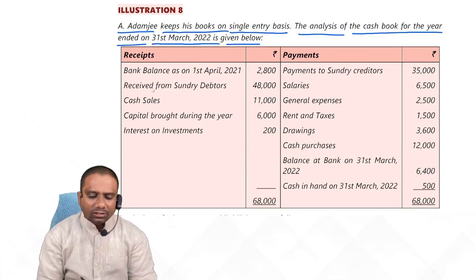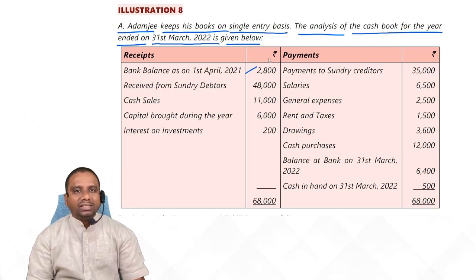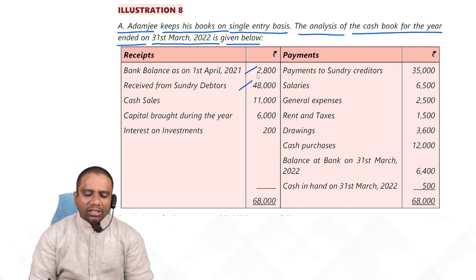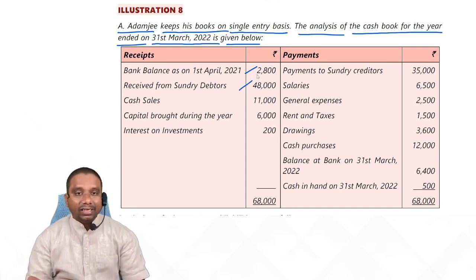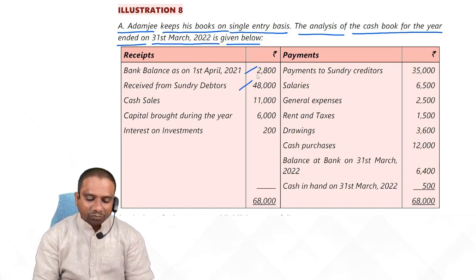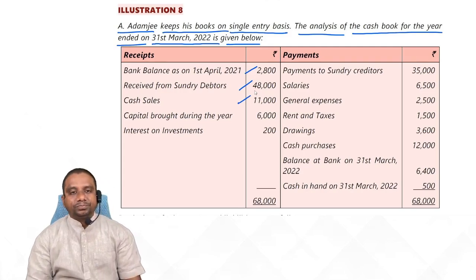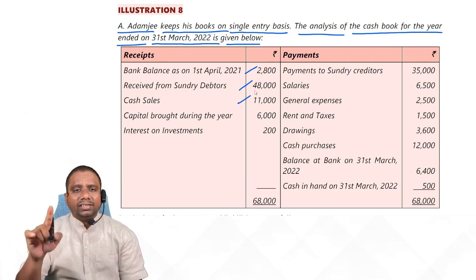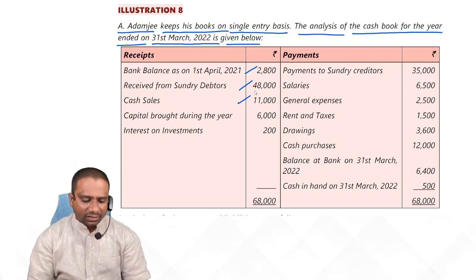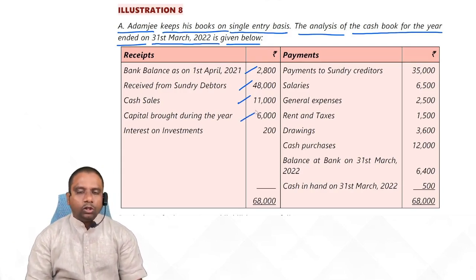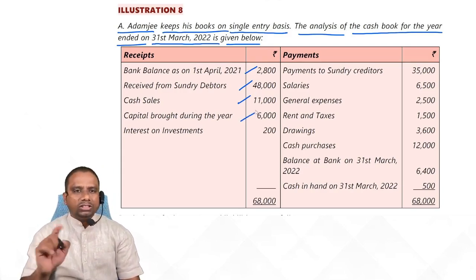Observe here. This is the cash book summary. Opening balance: balance sheet, asset. Received from sundry debtors: debtors account, credit. Cash sales: trading account, credit side, by sales, under that, cash sales. Next, capital brought during the year: simply go to the closing balance sheet.